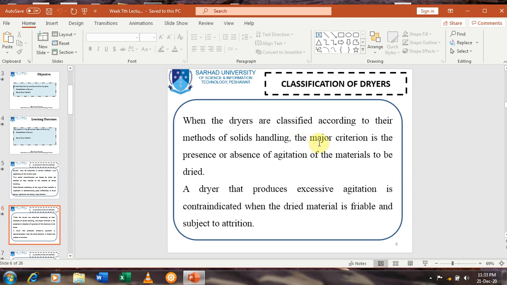On the basis of solid material handling, the major criterion is the presence or absence of vegetation of the material to be dried. If we have selected some material and want to dry it, then either vegetation will be there or there will be a lack of vegetation. This is the criterion for the method of solid material handling.